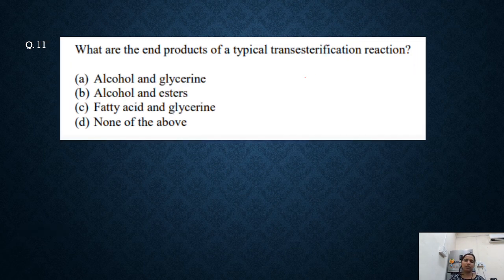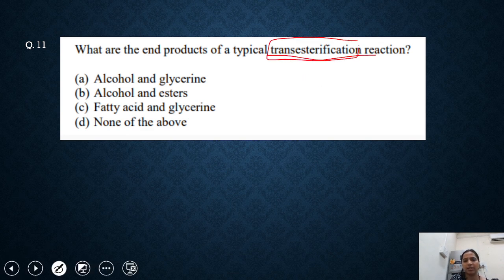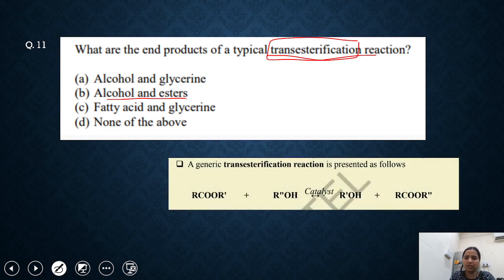So this is our next question: what are the end products of a typical trans-esterification reaction? This is a chemical reaction which is occurring. So what happens in this? In this, the alcohol and esters are formed. This is the trans-esterification reaction.